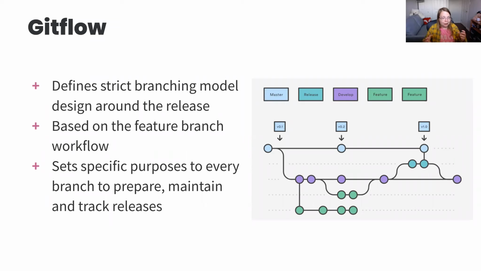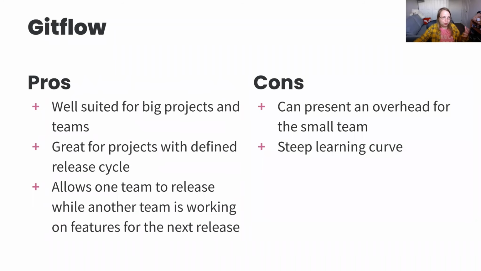But in addition to it, every single feature goes on its own branch and creates a pull request to develop. So it's quite a complicated workflow, and it sets specific purposes to everything. What it allows people to achieve as a pro is if you have multiple teams working on different releases. So for example, in Drupal, if some people are still working on Drupal 9 features, but we have already some teams and initiatives working on Drupal 10.